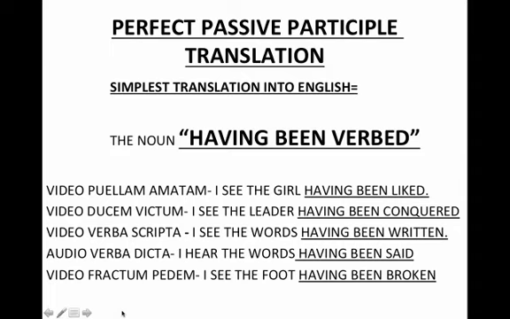So, translation. The simplest translation, the translation that will always be correct when you're translating Latin into English, is translating the perfect passive participle as having been verbed. I know it's a little awkward, but it is technically the most correct. So I see the girl having been liked. I see the leader having been conquered. I see the words having been written.